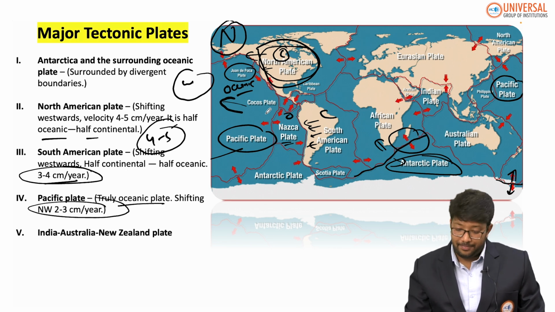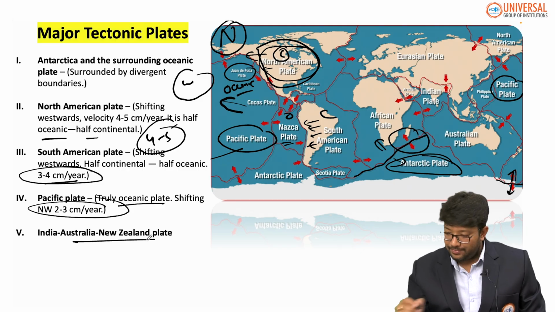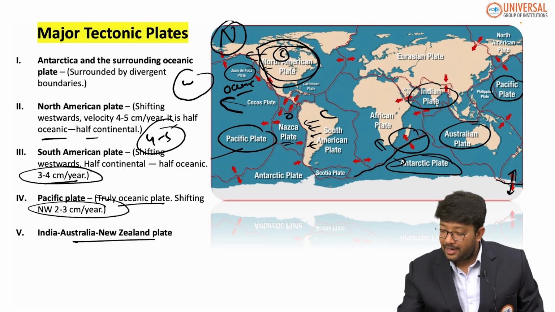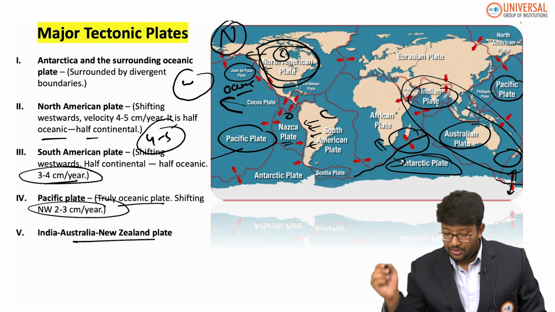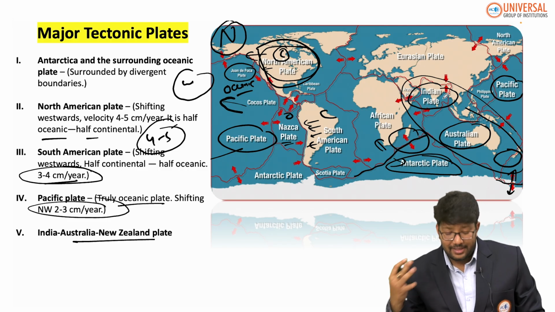The fifth important plate is the India, Australia, New Zealand plate. Okay, India, Australia, and New Zealand plate. This particular plate is the next one.